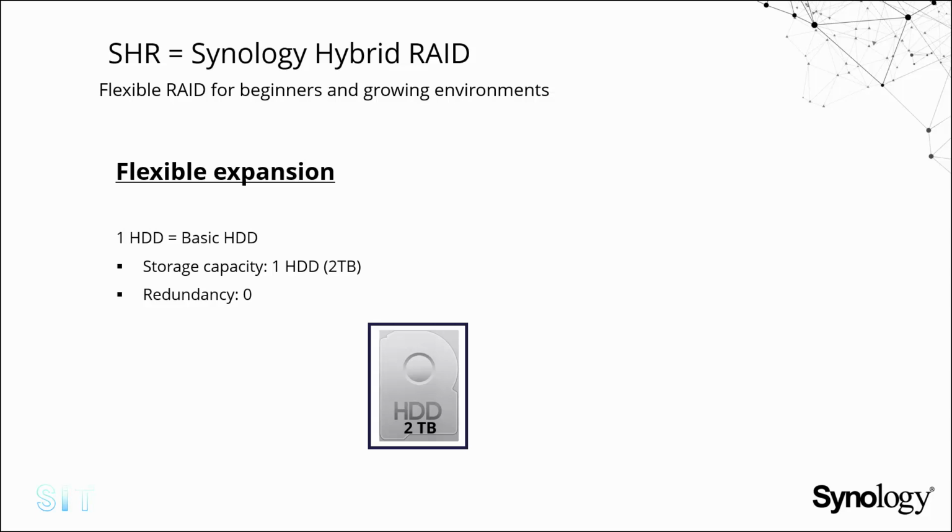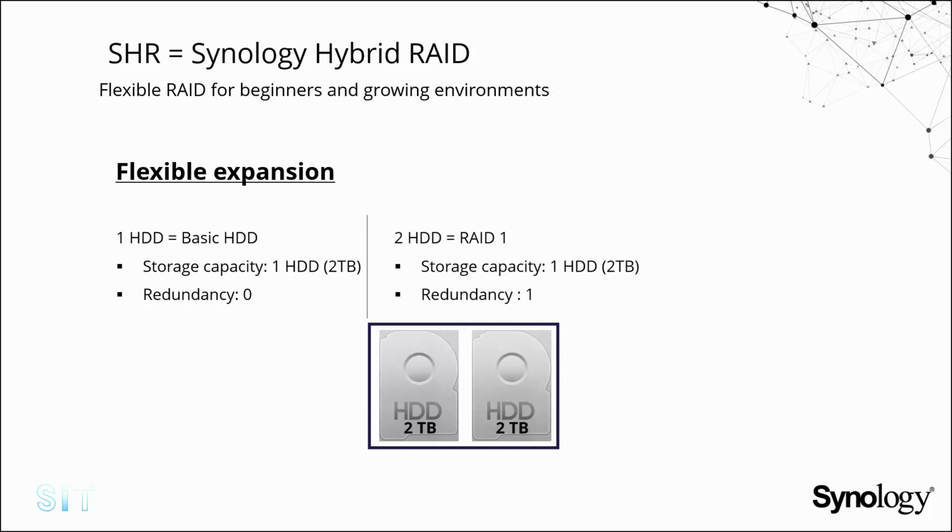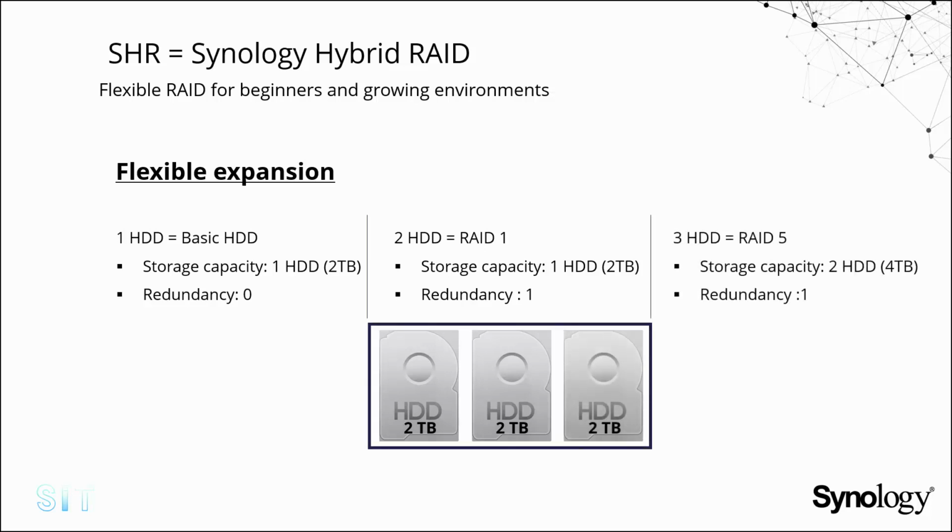SHR can start with one HDD. Of course, it doesn't offer any protection against failure. When a second HDD is added, it behaves like a RAID 1 and one HDD can fail. When the third HDD is added, SHR behaves like a RAID 5 since we have more space, but we can still have one HDD failure. In our 4-bay NAS, we would now have one more slot free to expand our storage space with another HDD later.